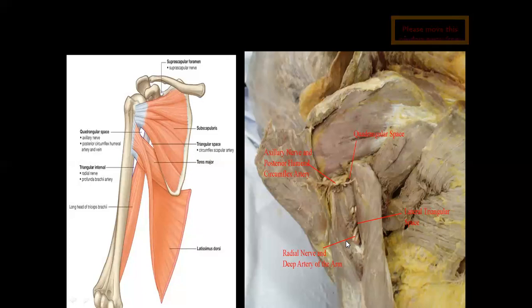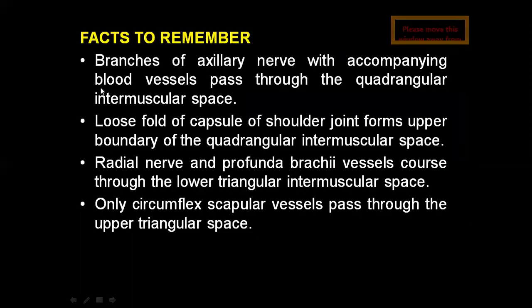Okay. So we have the quadrangular space, lower triangular space. The upper triangular space will be here where you have the circumflex scapular artery. So that's what you have to know. Try to search for some YouTube dissection videos so that you understand these muscles clearly till we start our dissection live. Okay, so certain facts to remember.